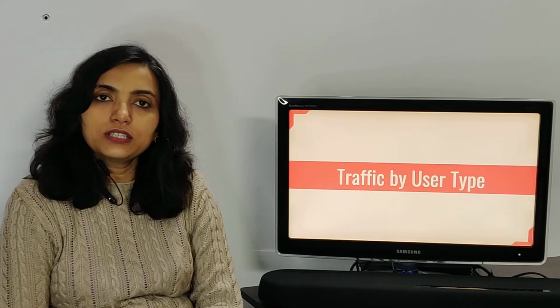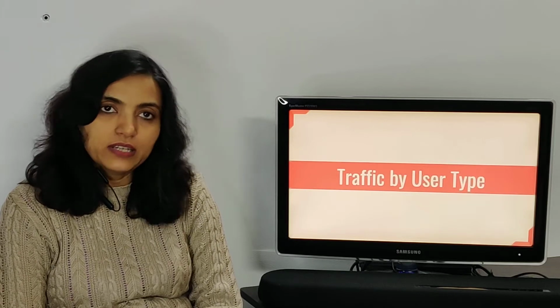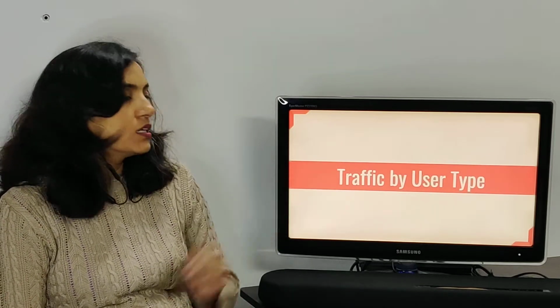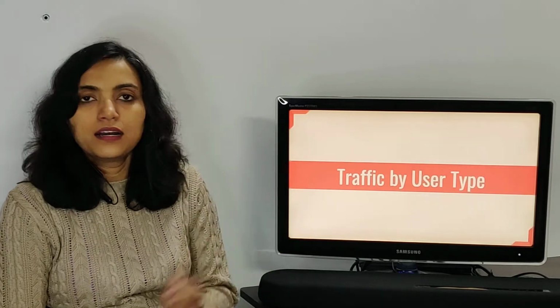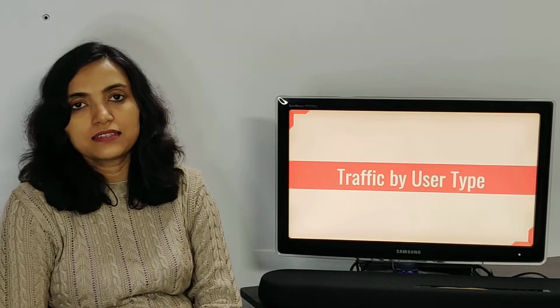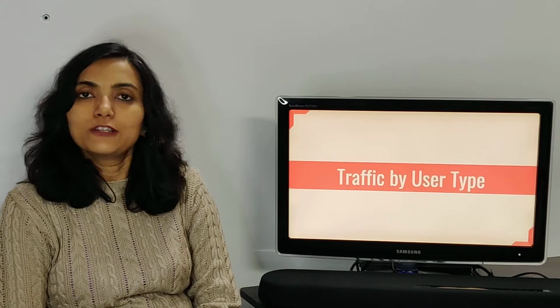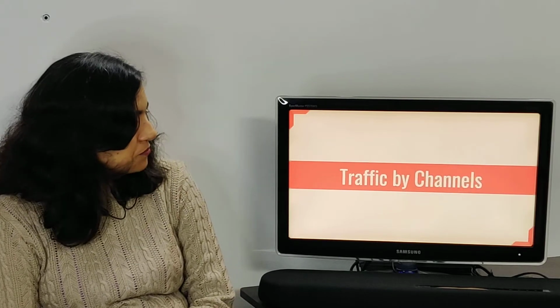Then if we saw that the problem was at app open level itself, we wanted to know the traffic by user type between new and existing users. Event analytics will answer this question very well, although SQL can also be used.